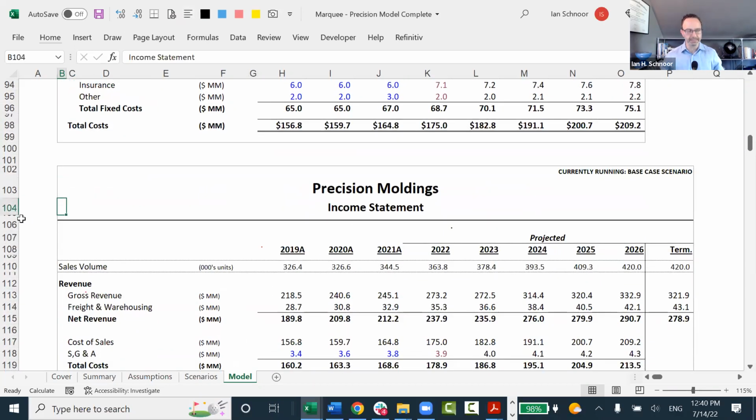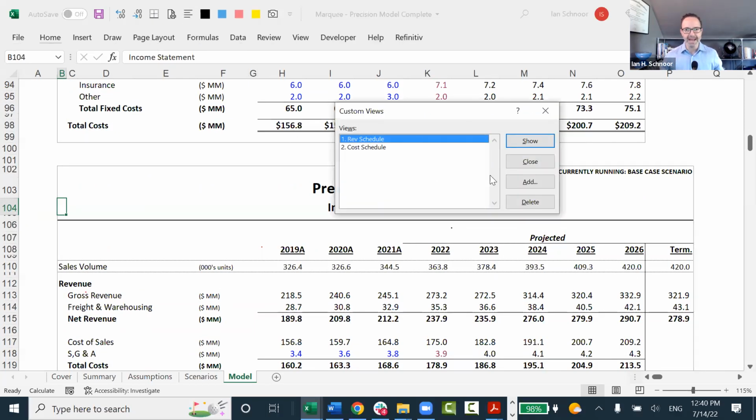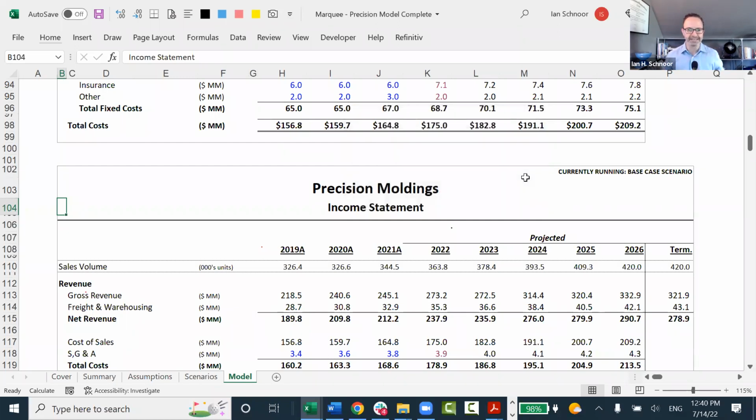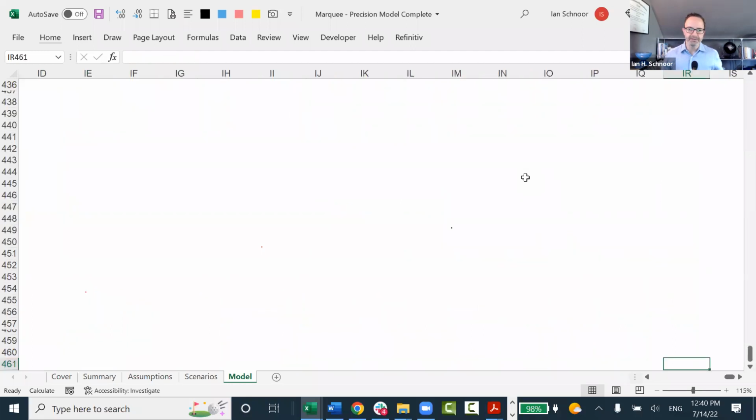Let me do one more for you. I'm going to go to my income statement and type in Alt-VV one more time, and I will click add, and I'll type in 3 income statement, and I'll press enter. Done. That's it. Look at the beauty of this feature.